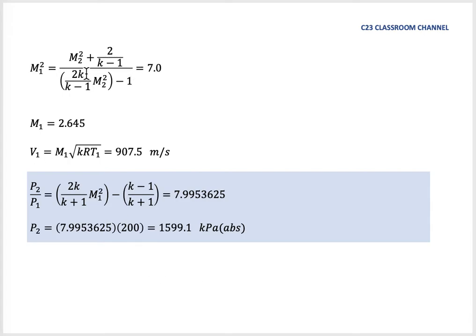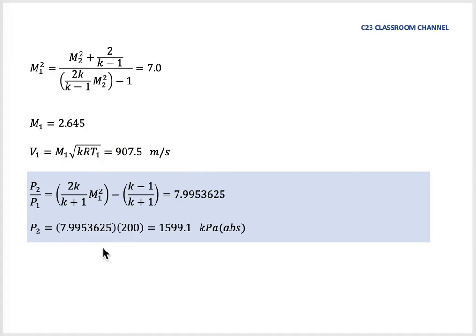From the above equation, we substitute the value of M2 equals 0.5. Here we could have M1 square is 7.0. Then we need to calculate the value of M1. We root 7.0, we could get 2.645. Then we could calculate the velocity by using this equation, Mach number times square root of kRT. We substitute all the values here, we could get that the velocity before the shock wave is 907.5 meter per second.